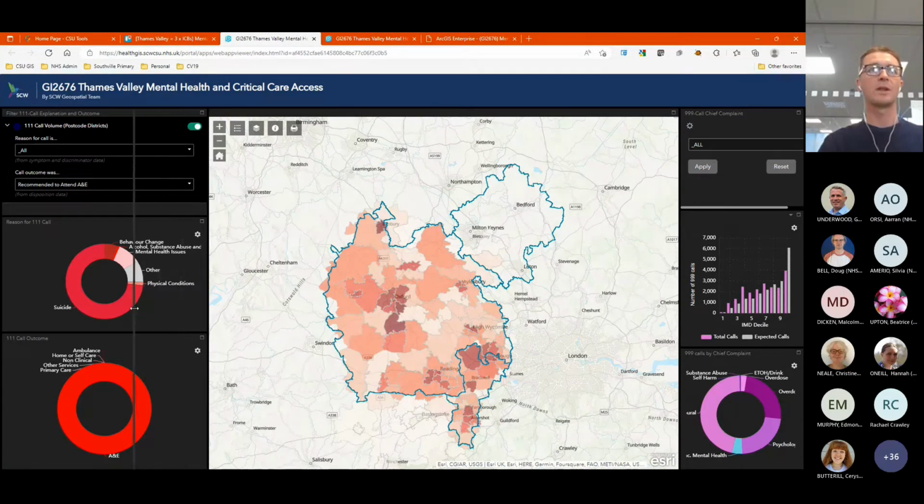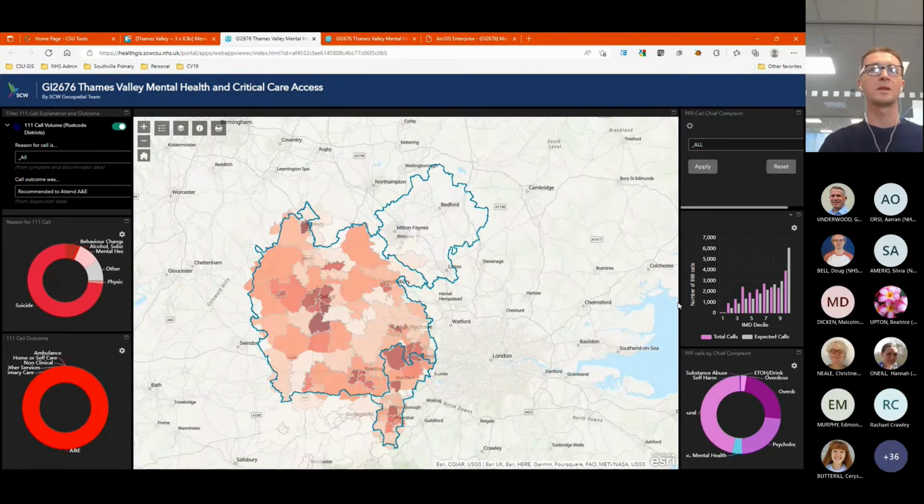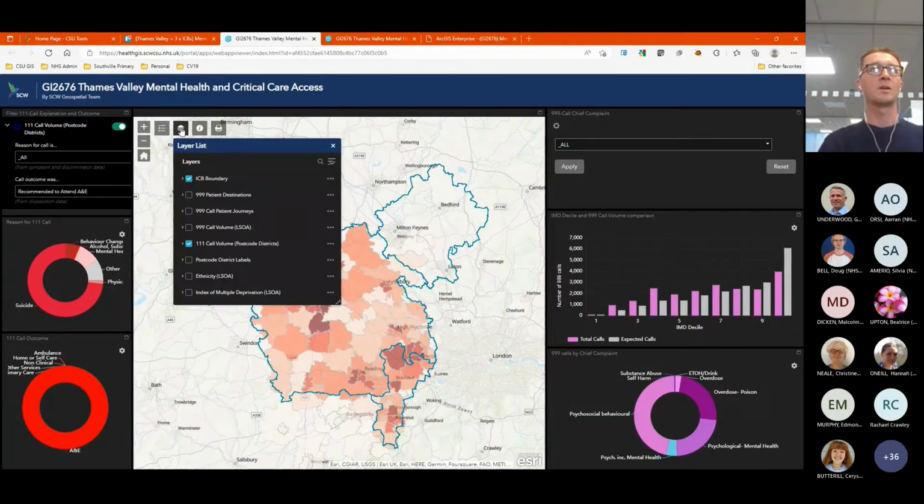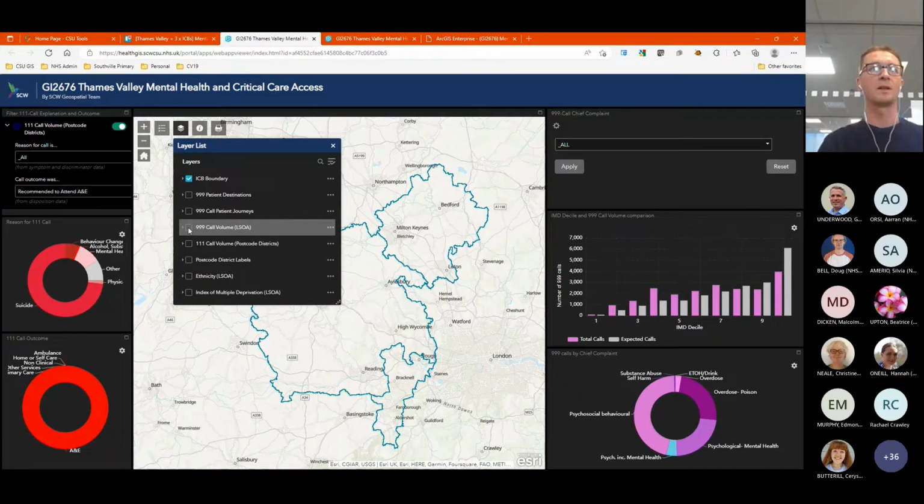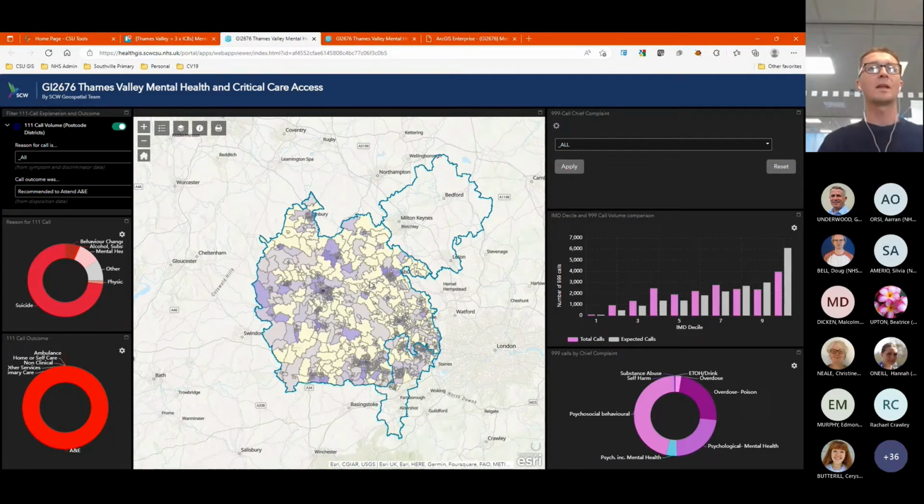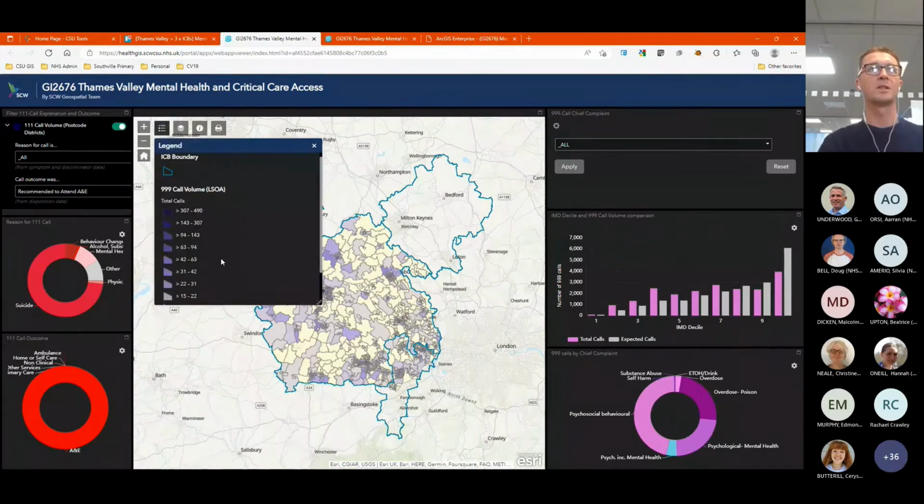So I'll just squirrel away the 111 dashboards and extend the 999 ones a little bit. I'll pick up the layer control. I'll take off the 111 call volume, and I'll bring up the equivalent 999 data. So just let that redraw a second. Okay, and again, you've got a very similar picture. So here we're using a sort of yellow to purple color theme. And if we look at the legend, again, it's the same thing, of a darker color. So the darkest purple colors equal the greatest volume of calls, and the lighter color equals the fewest calls.